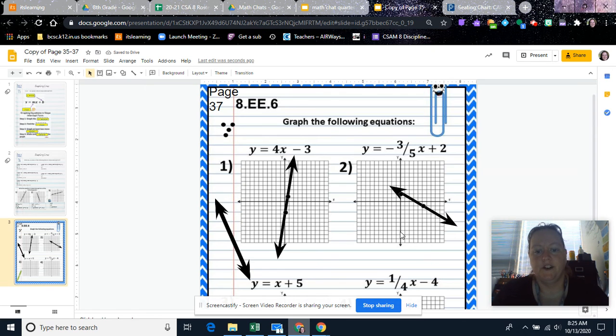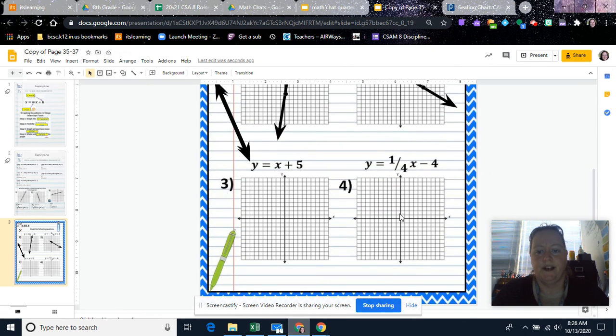So now I would like for you to try number 3 and 4, and I do want to say briefly about number 3. Since x is by itself, think about what number you can times x by for it to be x. So this would mean that your slope is 1, because 1 times x is x. So you're going to want to use a slope of 1 and a y-intercept of 5 on this one. Good luck. Please let me know if you have any questions.